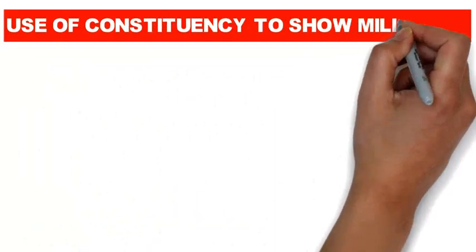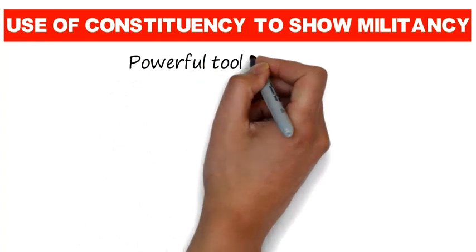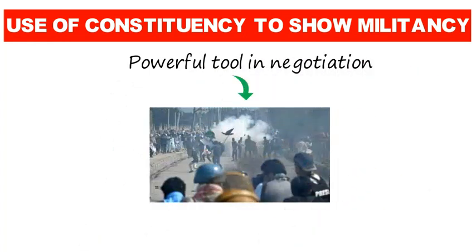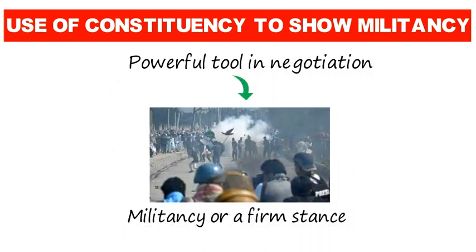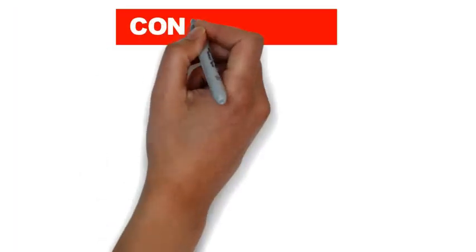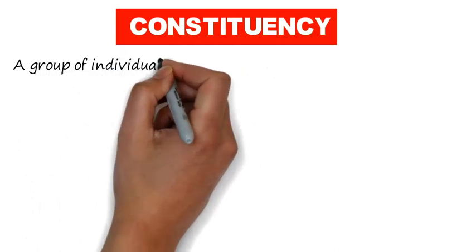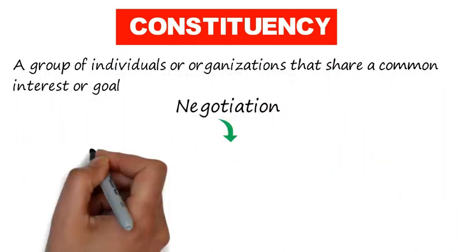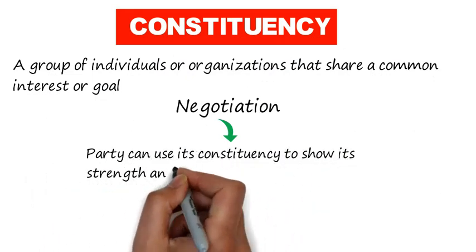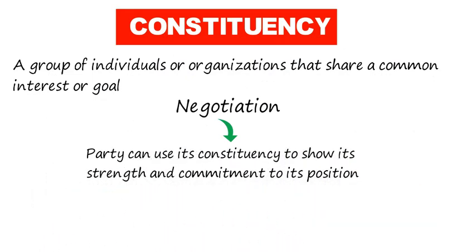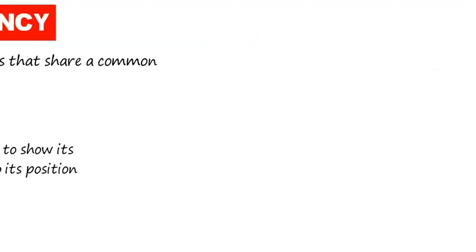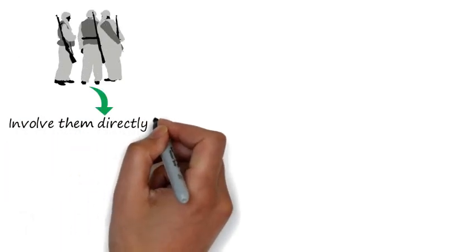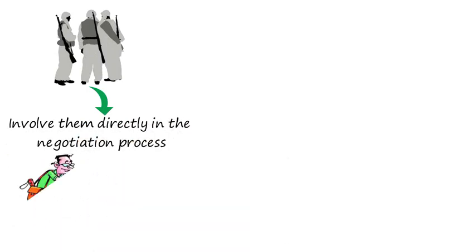Use of constituency to show militancy. The use of constituency can be a powerful tool in negotiation, particularly when trying to demonstrate militancy or a firm stance. A constituency refers to a group of individuals or organizations that share a common interest or goal. In negotiation, a party can use its constituency to show its strength and commitment to its position. One way to use the constituency to show militancy is to involve them directly in the negotiation process.